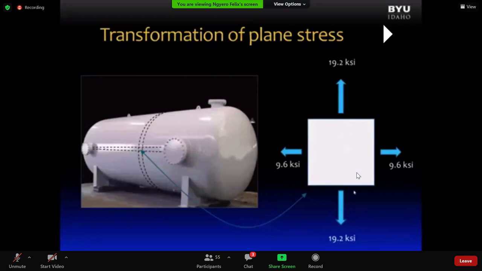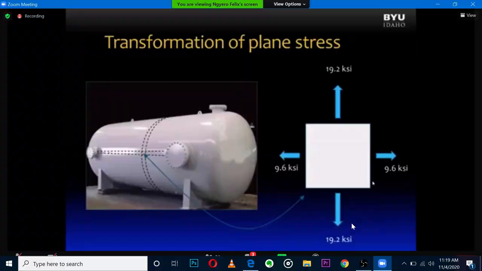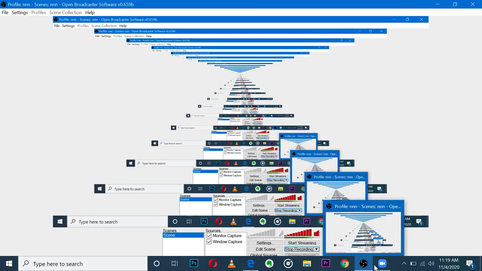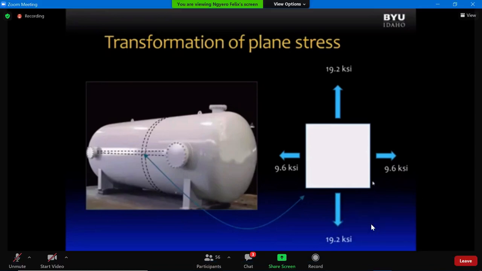These arrows represent the stresses in the axial and circumferential directions. This one is along the axis of this structure, this pressure vessel, and the vertical one, the 19.2 ksi, is along the circumference of the vessel. Along the radius, the stress is zero. That would be the sigma Z. If you can visualize a circular section, and you have the radius of the circle, a stress along the radius would be zero.